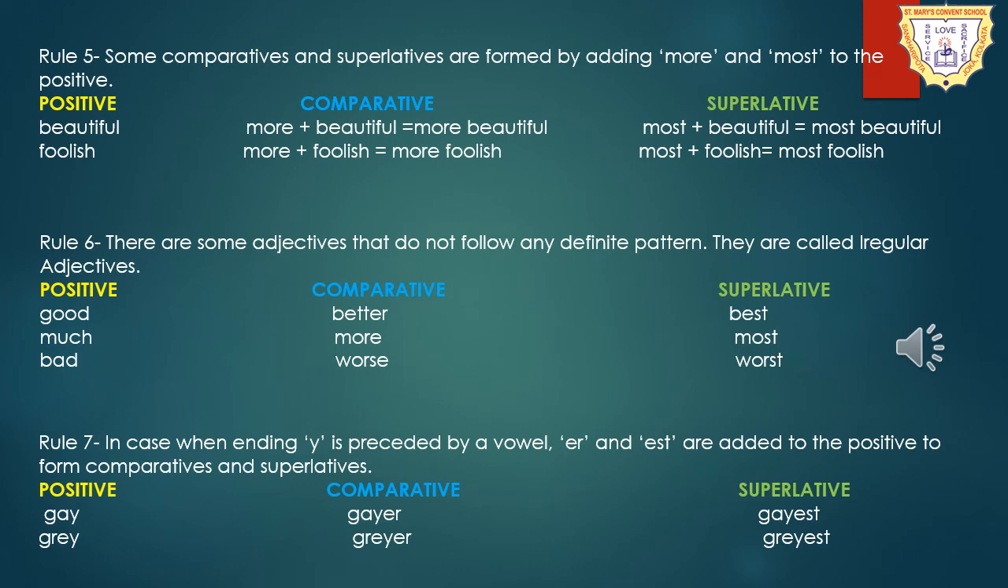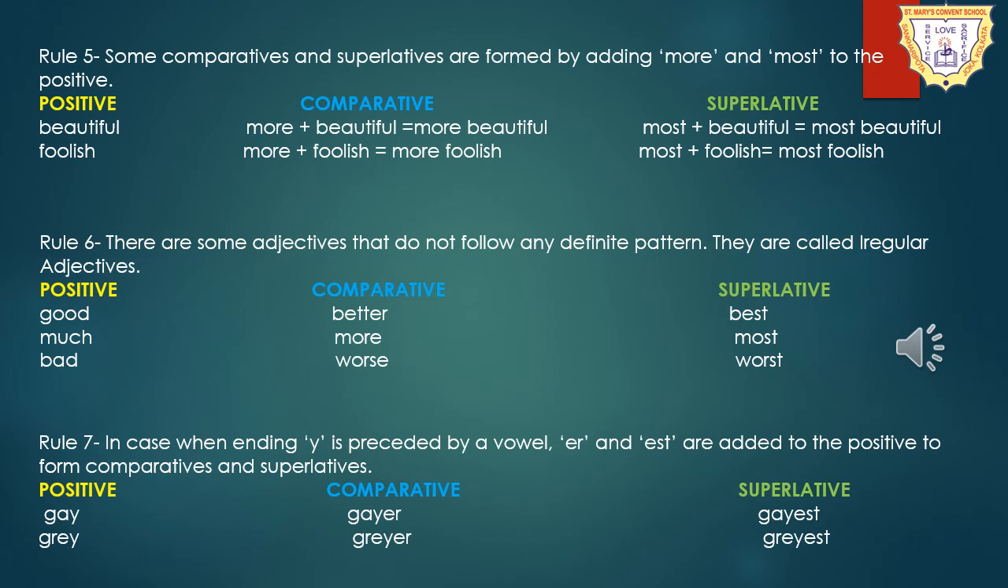Now we come to rule number 6. There are some adjectives that do not follow any definite pattern. They are called irregular adjectives. For example, good, better, best. Much, more, most. Bad, worse, worst.